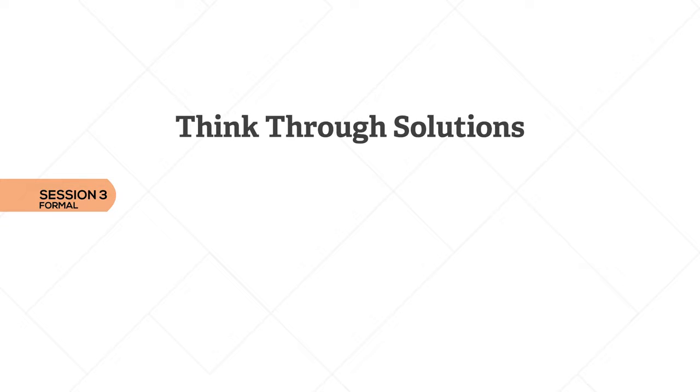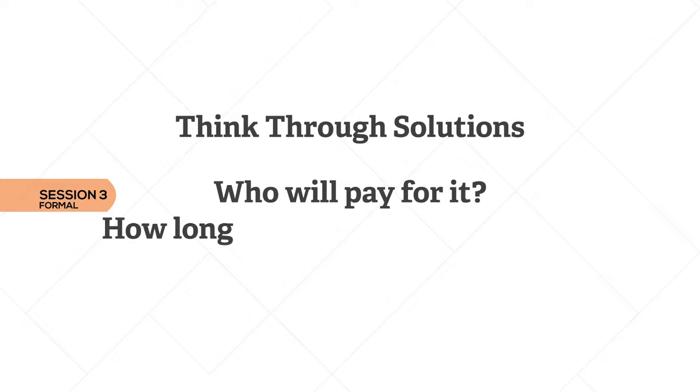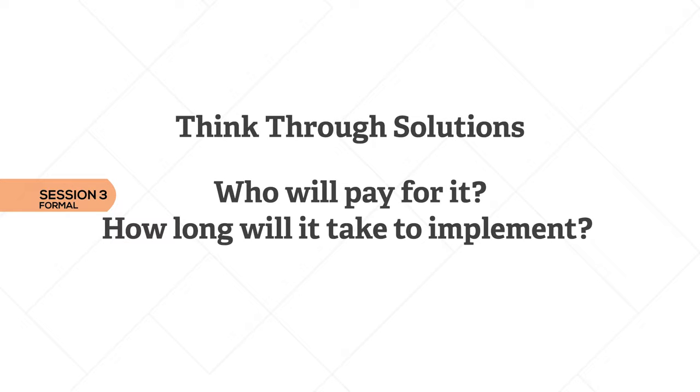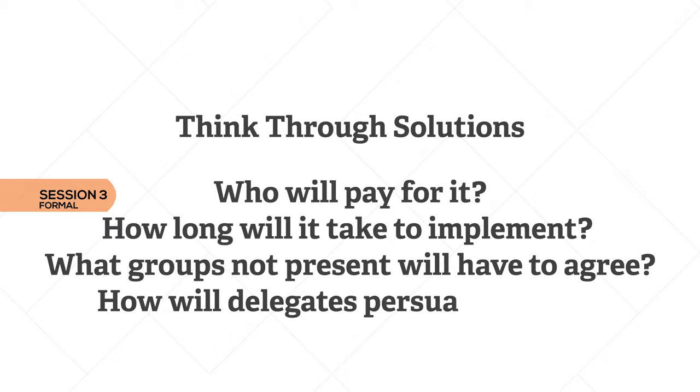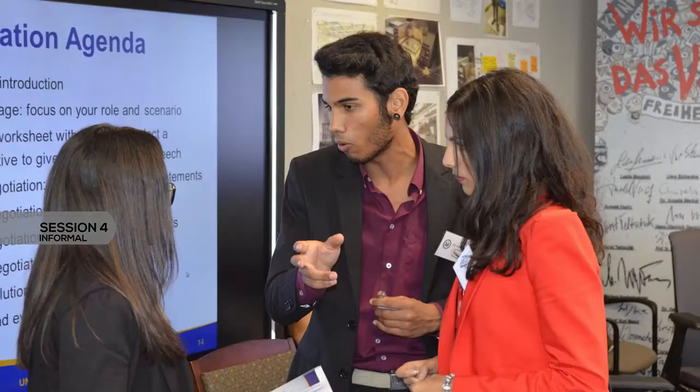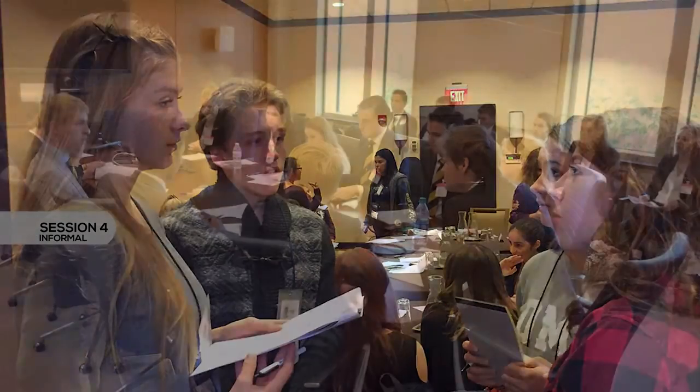If the students present you with a universally agreed upon solution, challenge them to elaborate on how specifically that solution could be practically implemented. For example, ask who will pay for it? How long will it take to implement? What groups or nations that are not in today's negotiations will have to agree, and how are the delegates going to persuade them?